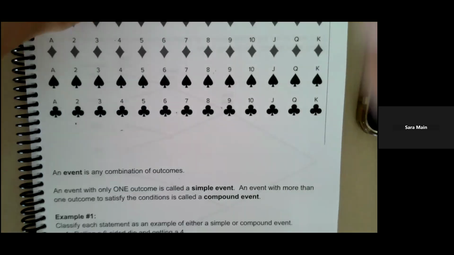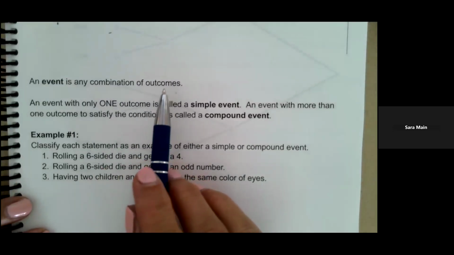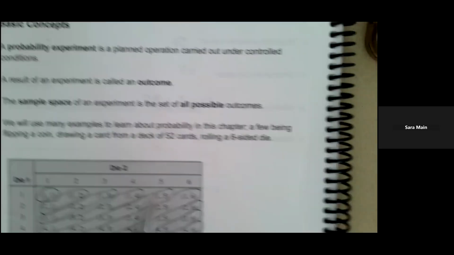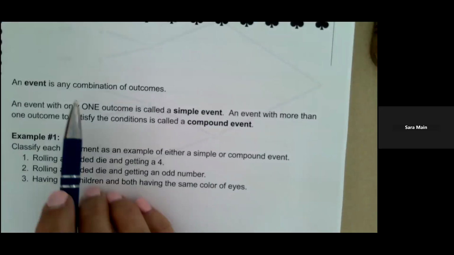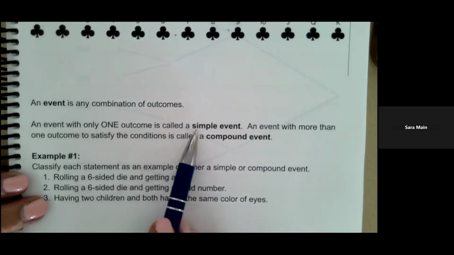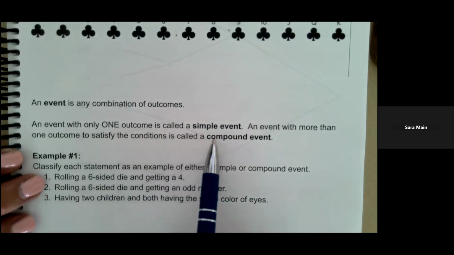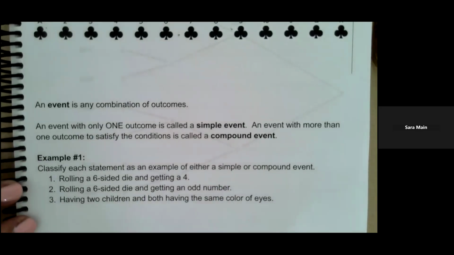Okay. An event is any combination of outcomes. So remember on the prior page, page 74, we talked about what an outcome is. An event is a combination of outcomes. An event with only one outcome is called a simple event. An event with more than one outcome to satisfy the conditions is called a compound event. Let's look at example 3 to explore that. Classify each statement as an example of either a simple event or a compound event.